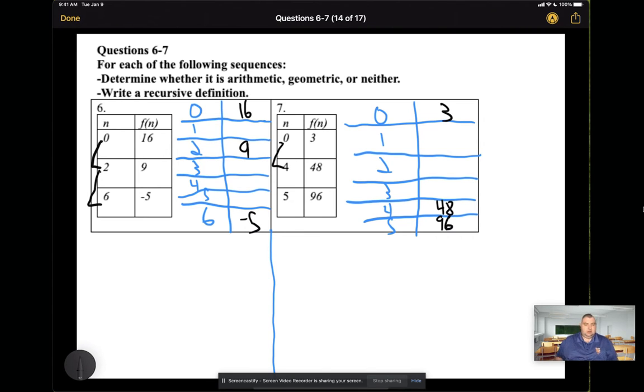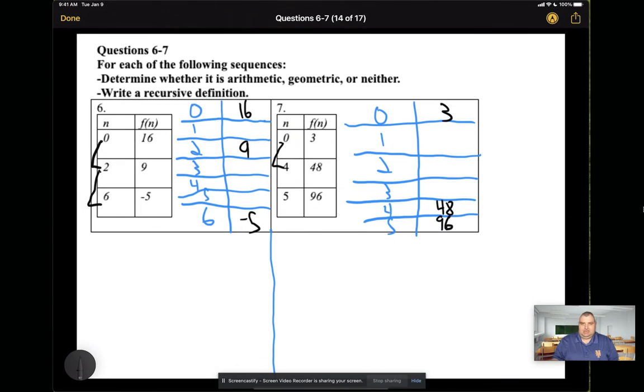So let's go back to number 6 and let's see if we can figure out those in-between terms that are missing that will allow us to determine the type of sequence that it is. So if I look, I go from term 0 to term 2. I go from 16 to 9. So that's going down by 7, right? 16 to 9 is going down by 7. So what is half of 7? Well, half of 7, 7 divided by 2 is 3.5. So if I subtract 3.5, I should be able to find the middle term.